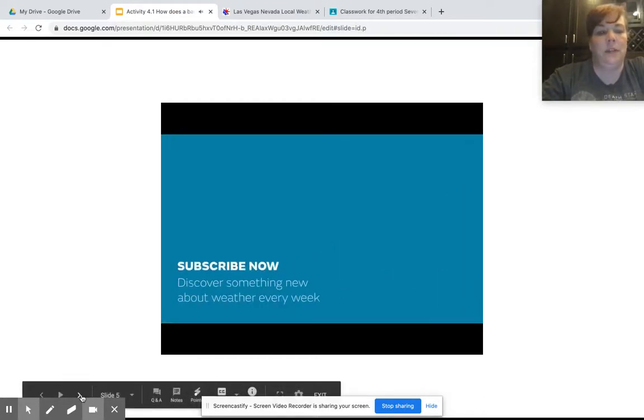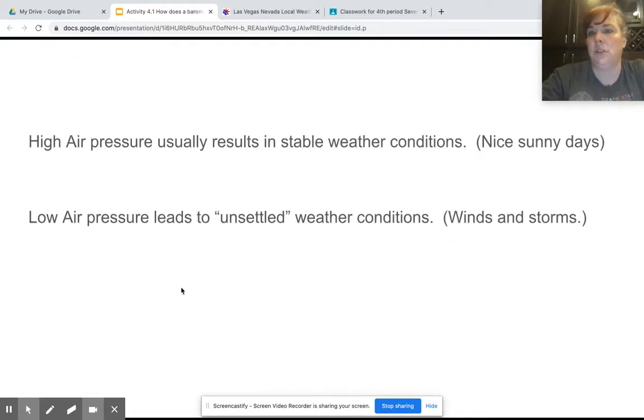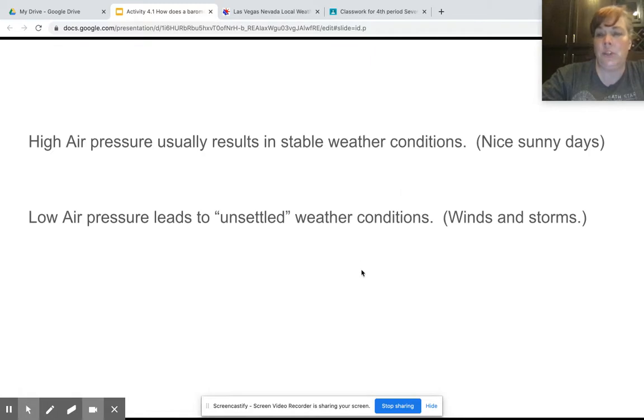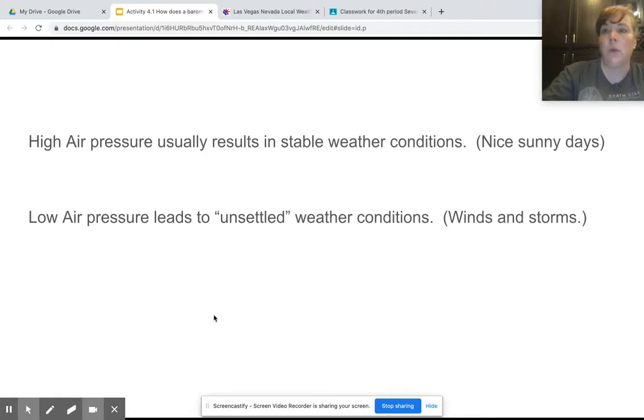Nice quick little video. All right, so high pressure usually results in stable weather conditions, so nice sunny days. Low air pressure leads to unsettled weather conditions. That's winds and storms. After the hot air rises and the wind starts, that's going to lead us into a lot of storms and windy weather. As the cool air is sinking back down, it's giving us high air pressure, and that is giving us stable, nice sunny days. So you can see why the weather changes so much.